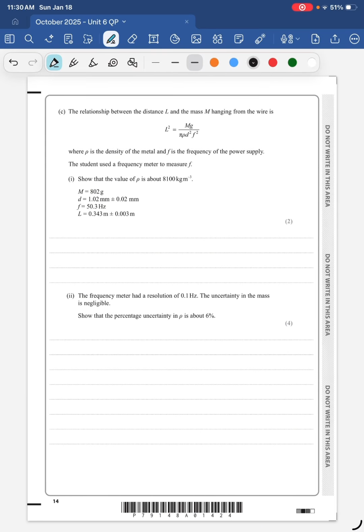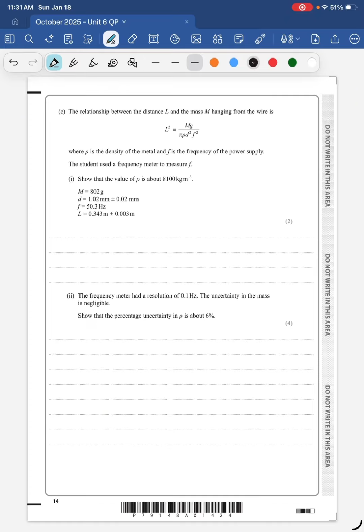So question C. The relationship between the distance L and the mass M hanging from the wire is given by that formula. That scary looking formula, I have to say. L squared is M times G over, okay, that's the weight, and then we have pi rho D squared F squared, where rho is the density of the metal and F is the frequency of the power supply. The student used the frequency meter to measure F. Show that the value of rho is about 8,100 kilograms per cubic meter.